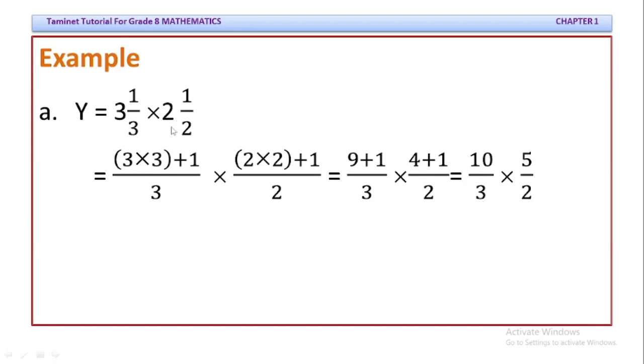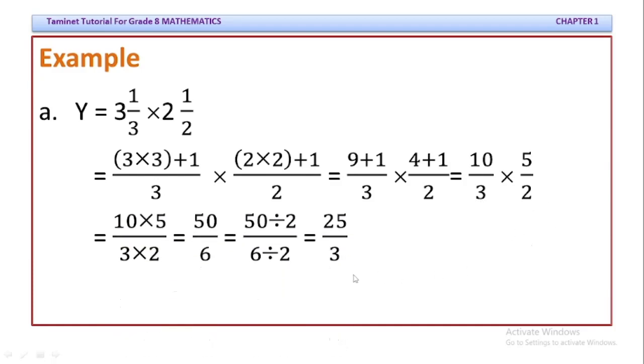And an equivalent fraction of the mixed number 2 and 1/2 is 5/2. Now, based on the rule, try to multiply the numerators and denominators. So if we multiply, 10 times 5 is 50, 3 times 2 is 6, so 50/6 is the higher term of 25/3. We can reduce it, meaning we simplify, to get 25/3. 25/3 is an improper fraction.